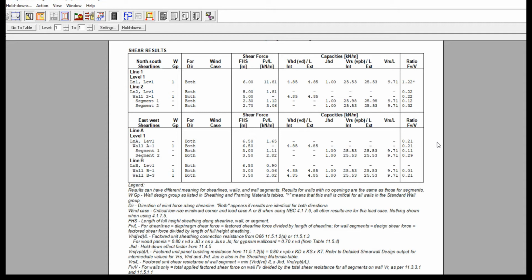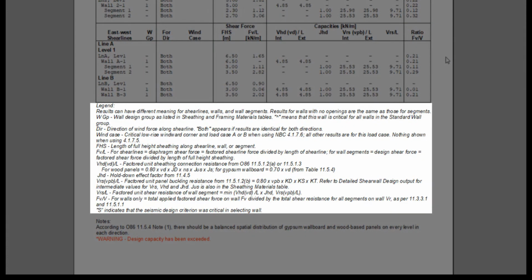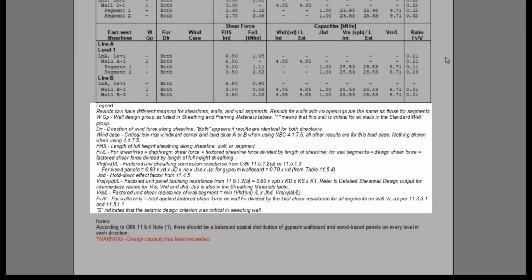Here, you will find information for the force direction, the critical low-rise windward corner and load case, the length of full height sheathing, diaphragm shear force, factored unit sheathing for both interior and exterior connection resistance, hold down effect factor, factored unit panel buckling resistance, factored unit shear resistance of wall segment, and finally, the ratio, as mentioned earlier. Notice there is a legend at the bottom of the table. This will help you remember the meaning of each term we have just mentioned.